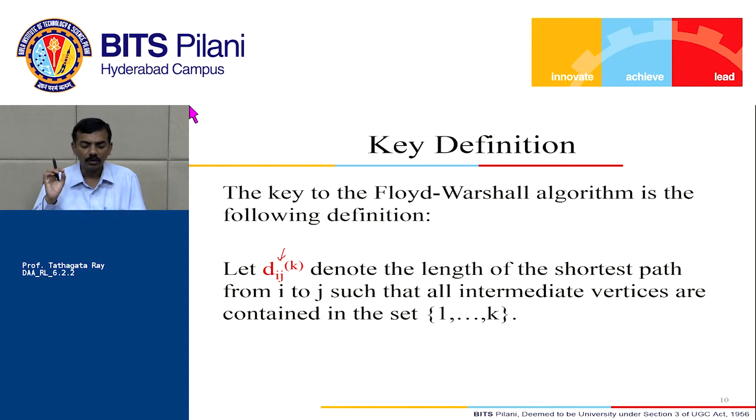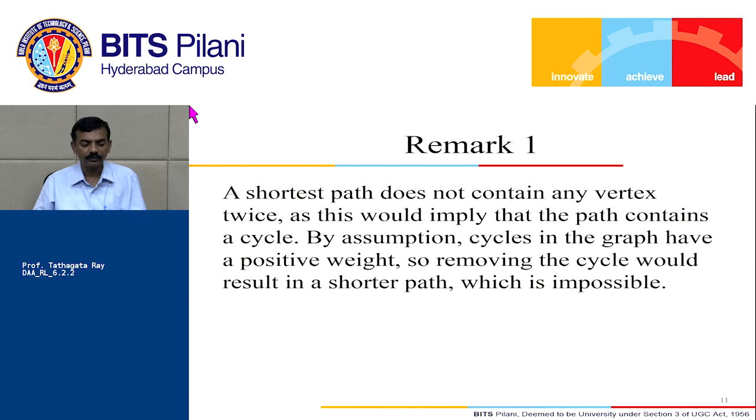Essentially, what I am looking into with D_ij^k is all shortest paths from i to j such that all the intermediate vertices are contained in the set 1 to k. That superscript k comes there, and we are calling that D_ij^k.